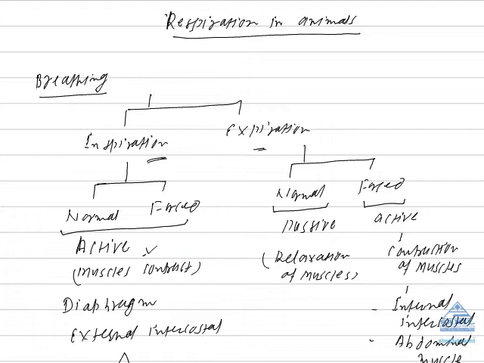Therefore, the process is active. Normal expiration is a passive process because the muscles which contract during inspiration simply relax during normal expiration. Therefore, the process is passive. But certain muscles contract during forceful expiration. Therefore, it is an active process.